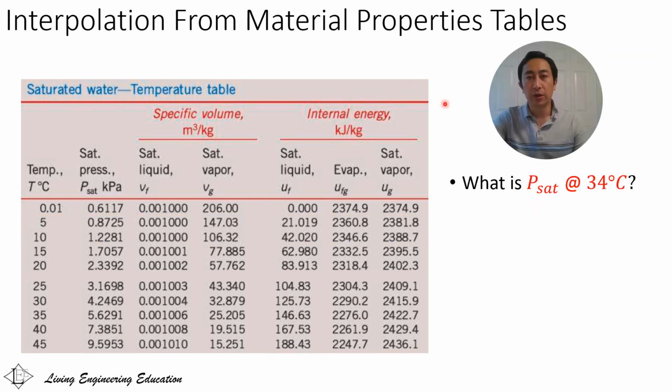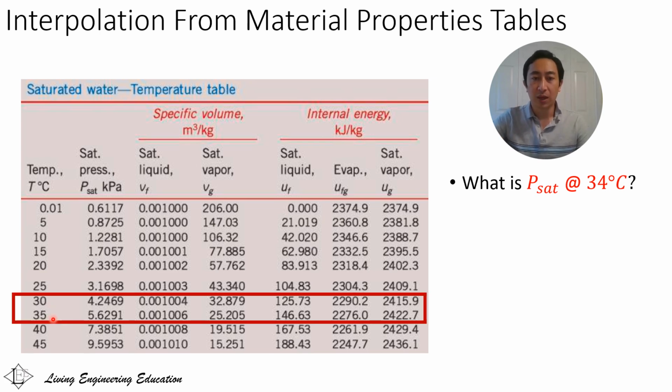All right, let's walk through another example using the same exact table. What if I wanted to find the saturation pressure at 34 degrees Celsius? I'll walk through this one a little quicker because the concept is exactly the same. So first we choose temperature as our x-axis, and I choose 30 and 35 degrees Celsius as my temperature range. Saturation pressure is right here. So these are the values that I'll be using in this equation.